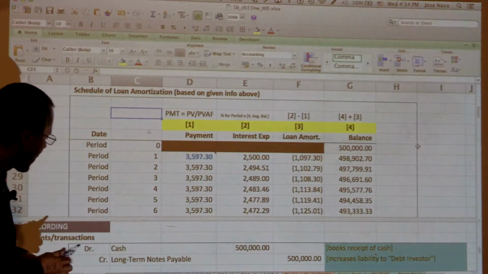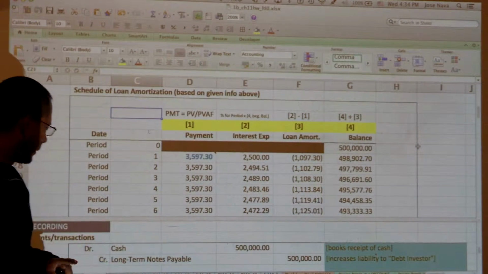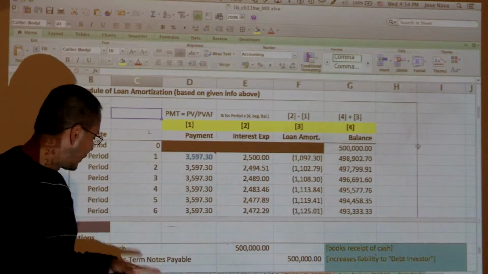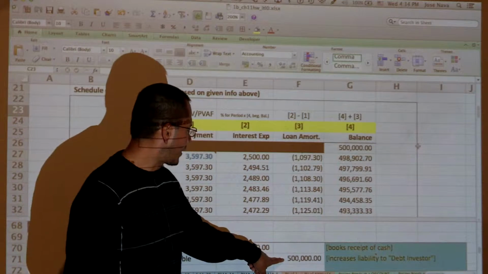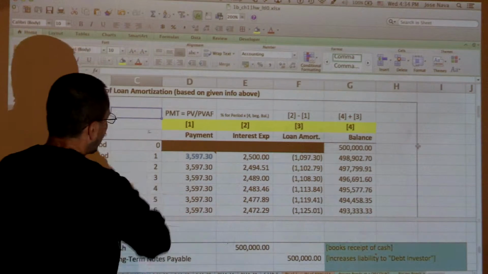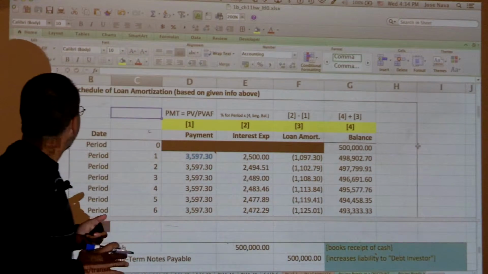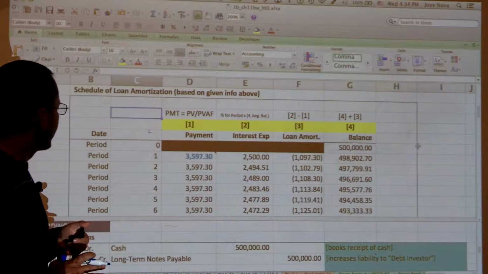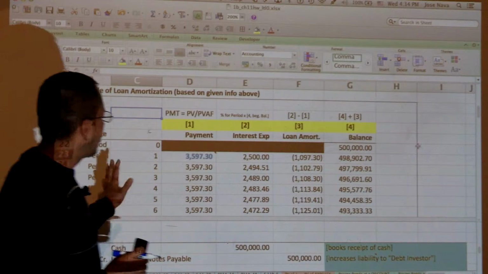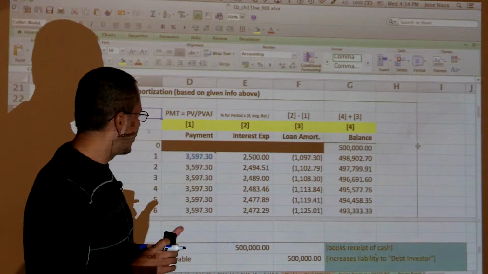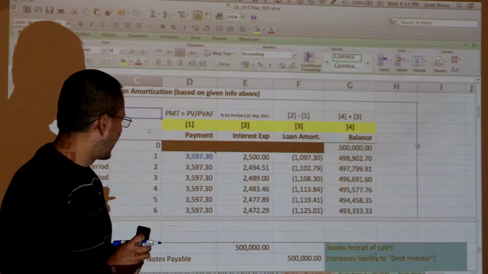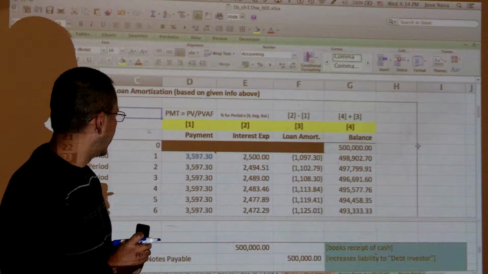And we're also going to be crediting the long-term liability, in this case long-term notes payable, for the same amount. Now, in terms of the actual schedule to amortize the loan, how we set up the schedule is actually important, because it will give us the numbers that we need for the following journal entries.